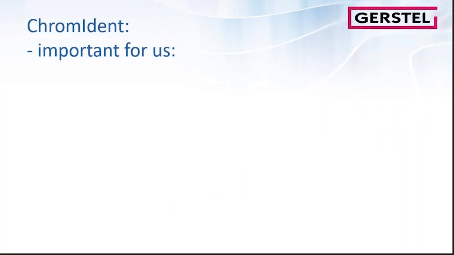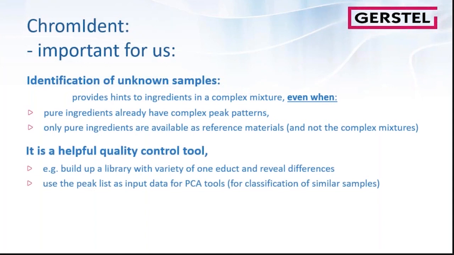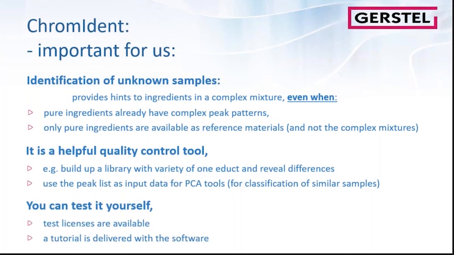So as a summary, what is important for us, what can be done with this software? Identification of unknown samples. I think we have shown this already. Then it's also a helpful tool for quality control because it reveals differences with this marker analysis. And we can use the peak list, if necessary, as input data for other PCA tools or for the PCA tool that comes already with the software itself. And then, yes, you can test it yourself. If you want to work with your own data, test licenses are available. And also a tutorial is delivered with the software so that you can find your way through the software, but we are also happy to assist you.